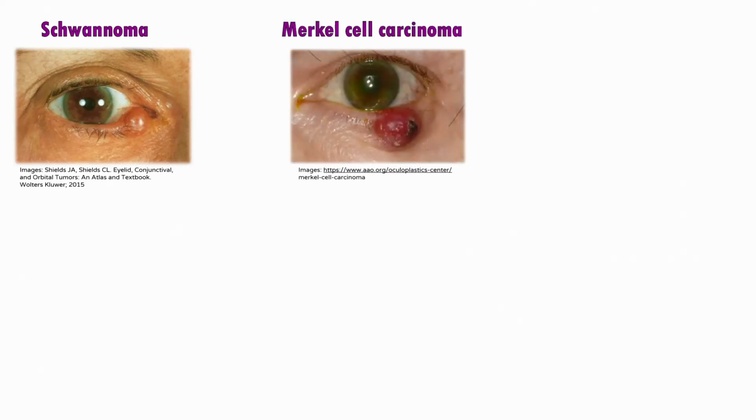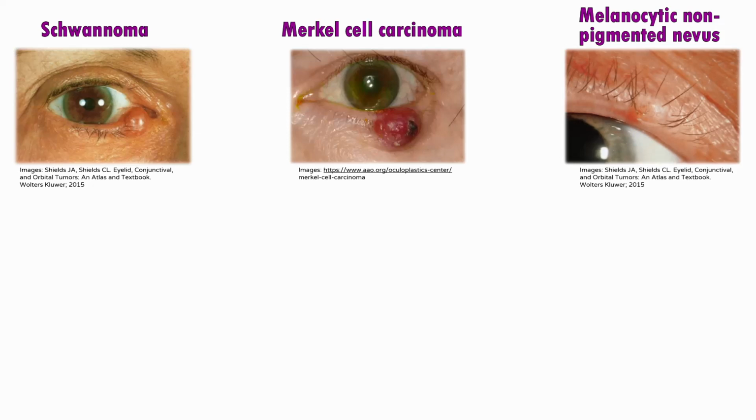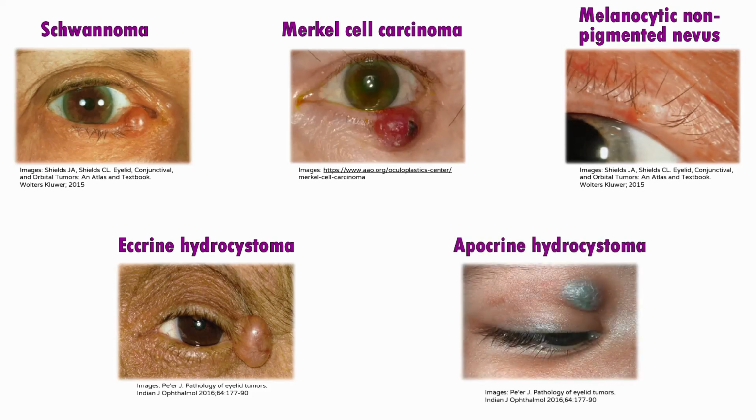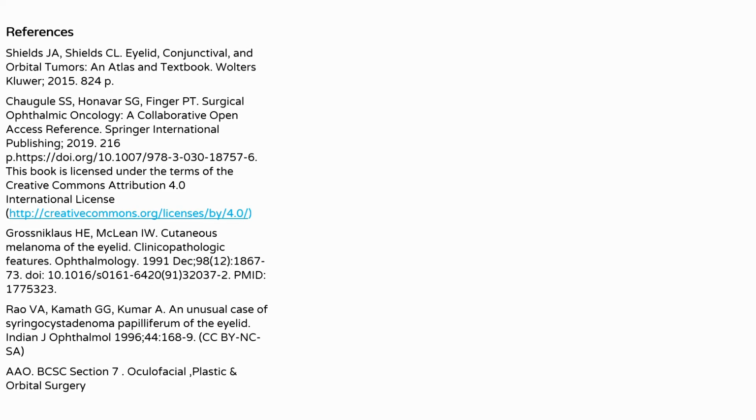Some other rare lesions that can simulate a basal cell carcinoma are schwannoma, Merkel cell carcinoma, melanocytic non-pigmented nevus, eccrine hydrocystoma, and apocrine hydrocystoma. So that's it for today.